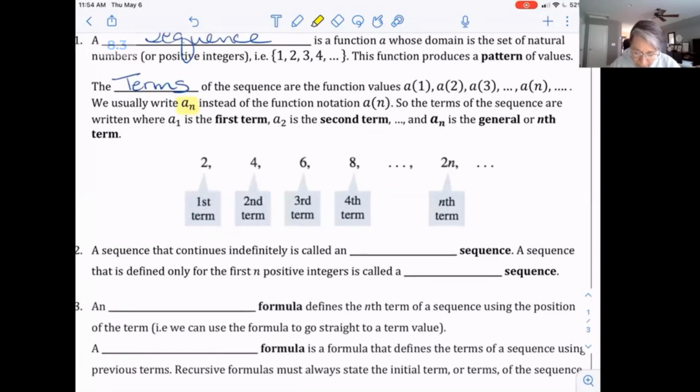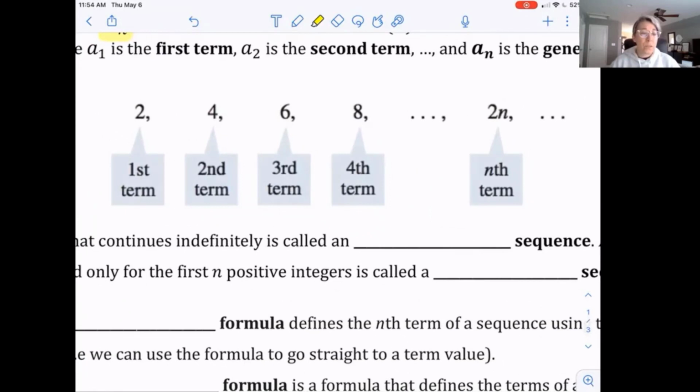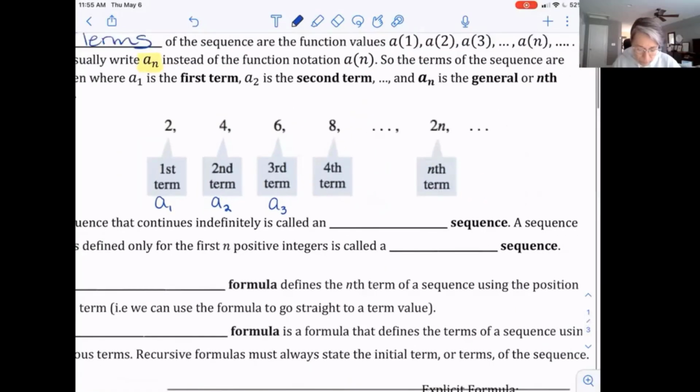So if we're looking at this example here, notice this pattern, 2, 4, 6, 8, they're even numbers. You have the little 3 dots, the ellipsis, to 2n. That's really what our function looks like: 2 times some positive integer n. So 2 would be considered the first term. This would be our a sub 1 is 2, our a sub 2 is 4, our a sub 3 is 6, and so forth.